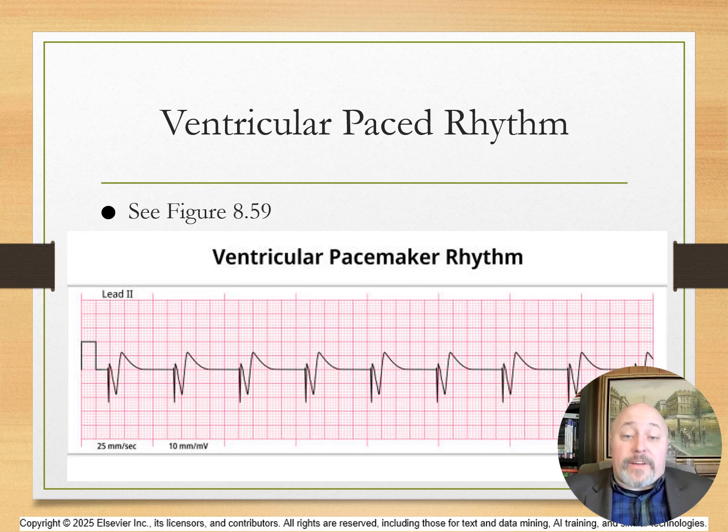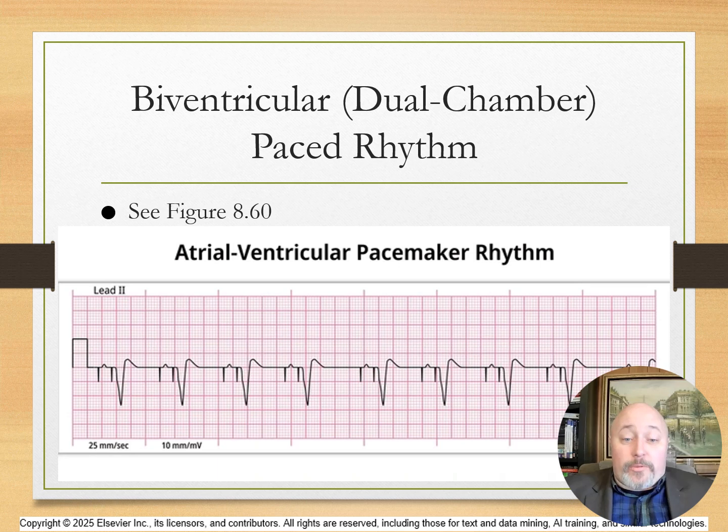And here we have a ventricular paced rhythm. Notice that spike of the pacemaker immediately before each QRS complex. And this would be an example of a dual chamber paced rhythm. Notice that spike occurring before the P wave and then a pacemaker spike that occurs before the QRS.